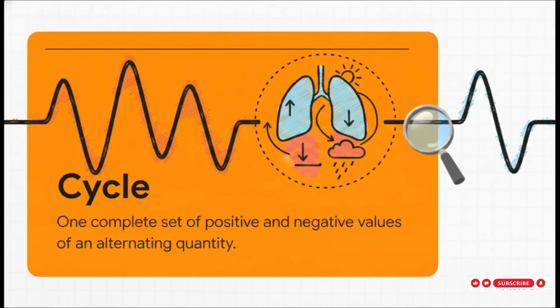Now, within that continuous, ongoing wave, we need a way to measure a single complete action, and that is our cycle. A cycle is simply one complete set of positive and negative values. To really make this stick, try thinking of a cycle as one full breath of the wave. It takes an inhale, rising up into the positive realm, and an exhale, dipping all the way down into the negative realm before returning right back to neutral.